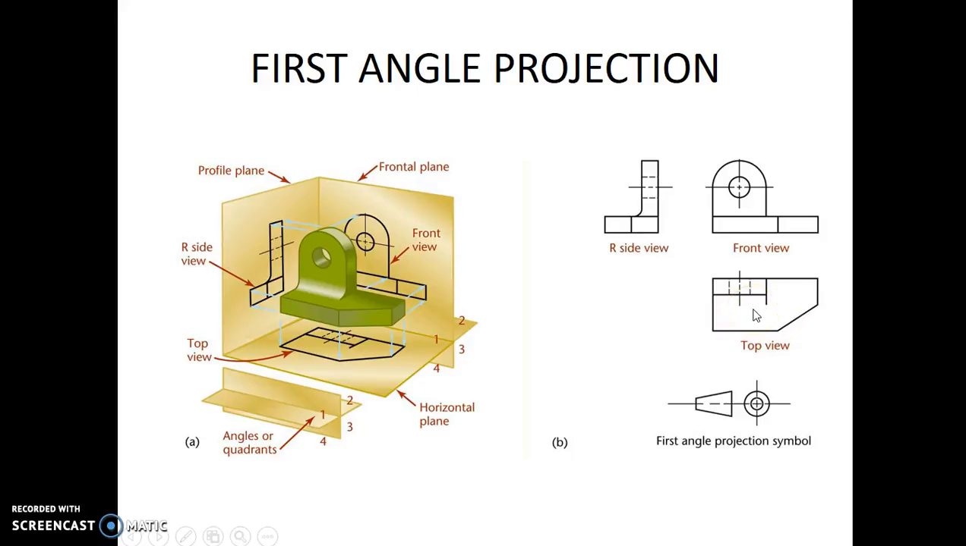The top view is below, above that the front view, and on the side of that the right hand side view. The right hand side view is seen on the left side of the front view. In the drawings, a first angle projection is represented using this symbol. Here we see a truncated cone being projected. The left hand side view will show us both the smaller circle and the larger circle which is seen here.